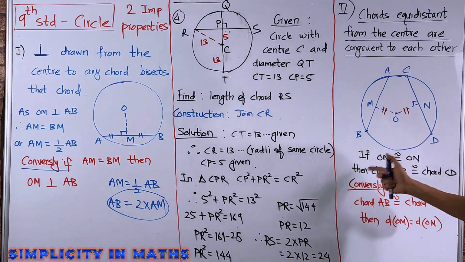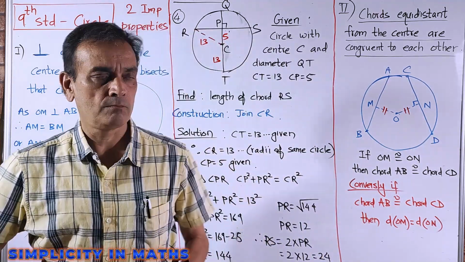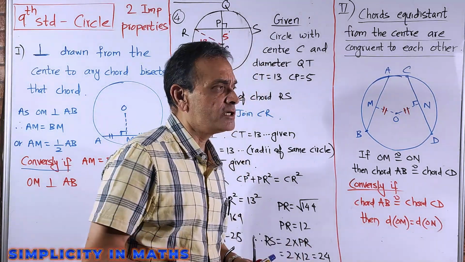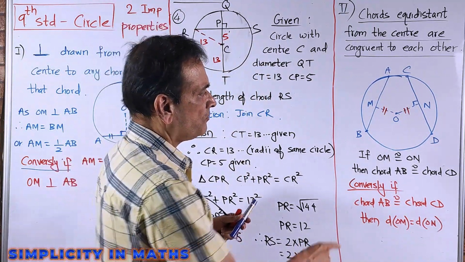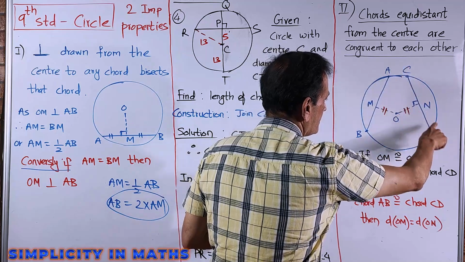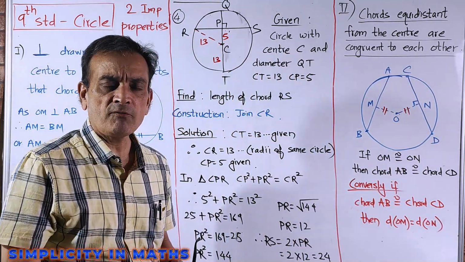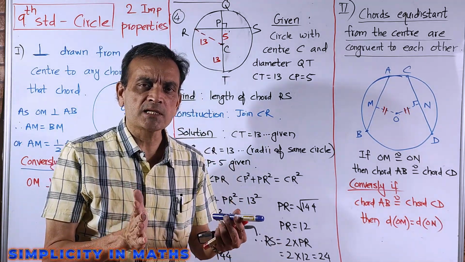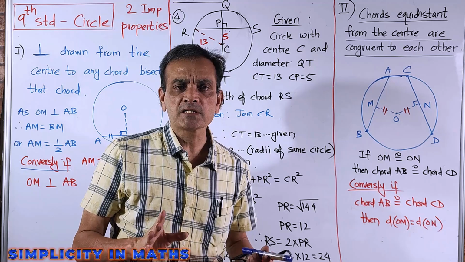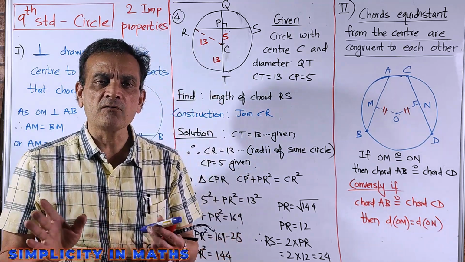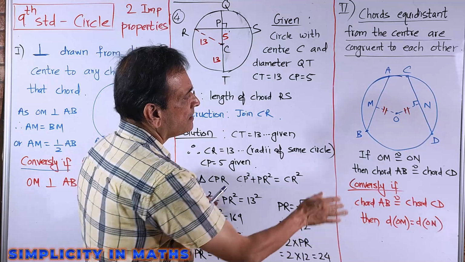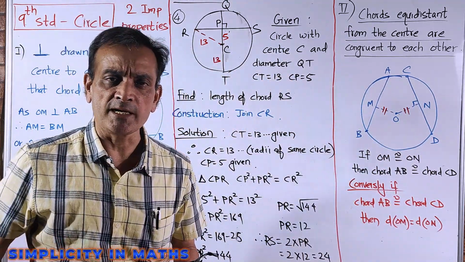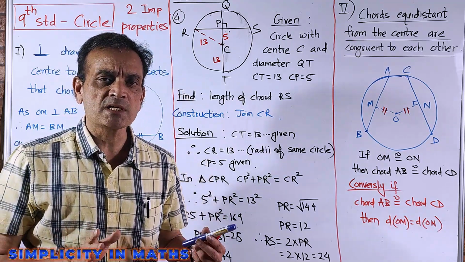Second property I have written this side. At the center we have taken a problem. Chords equidistant from the center are congruent to each other. I have shown two chords AB and CD. दोस्तों, what is the meaning of equidistant? Simple सी बात है. They are at equal distance from the center. Equidistant का meaning chords are at equal distances from the center means this distance equal to this distance. That is the meaning of equidistant. Both are at the same distance from the center.